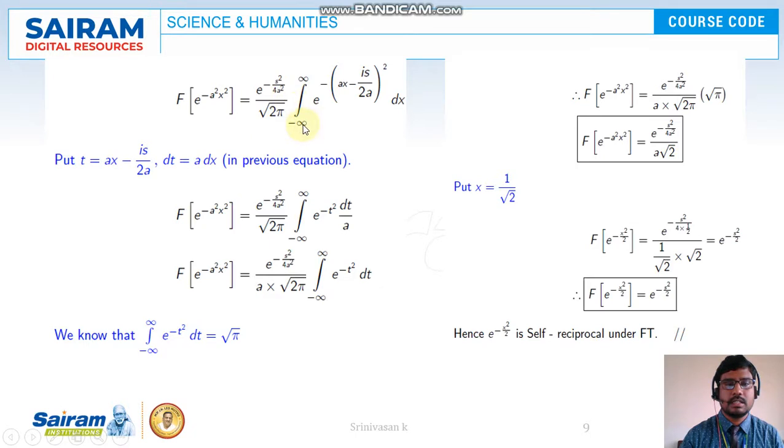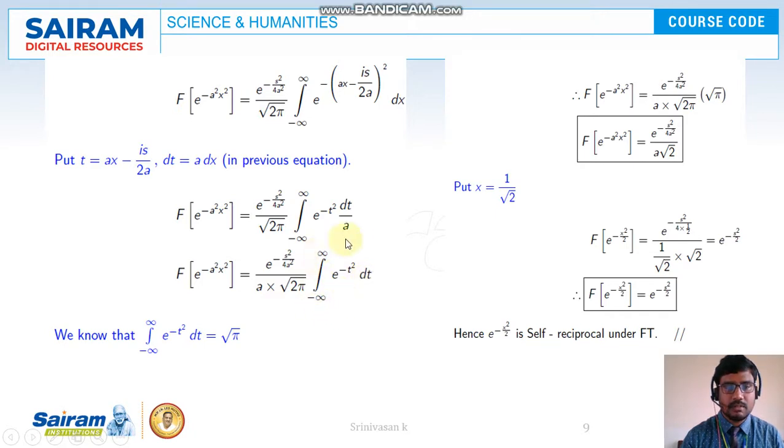We get the integral from -∞ to +∞ of e^(-(ax - is/2a)²) dx. Now I take this as t, because I can't integrate this entire term by the normal procedure. So t equals ax - is/2a. Then dt equals a dx. This is constant. Now substitute this value in the previous equation. We get the integral from -∞ to +∞ of e^(-t²), with dx value as dt divided by a. Here also a is constant, taking it outside, we get the integral from -∞ to +∞ of e^(-t²) dt.